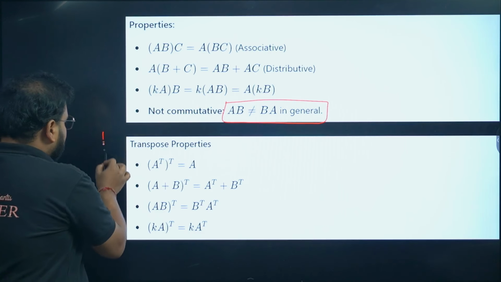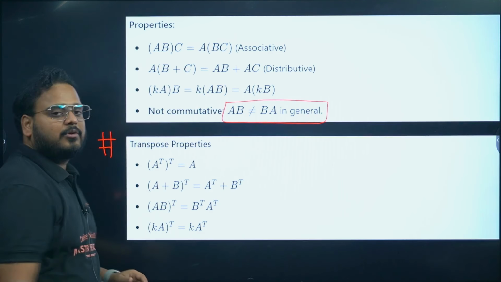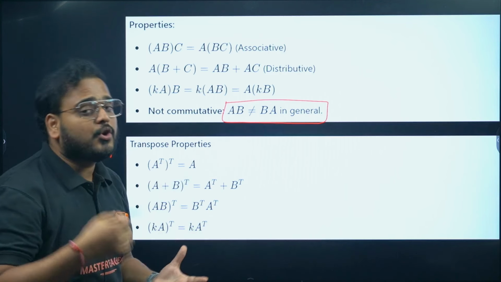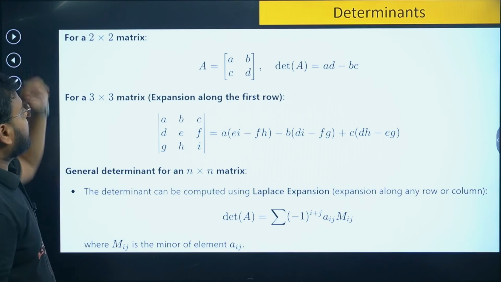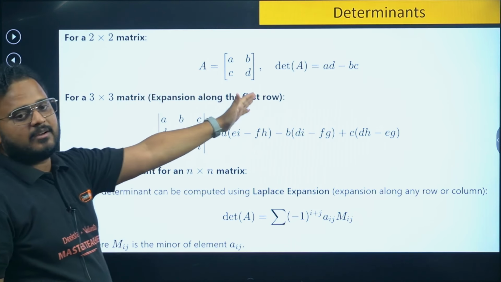Transpose properties, highlight of this chapter. As I said, transpose properties can be directly asked in MCQs or even subjective questions. So please have a look on this. Moving on, for 2 cross 2 matrix determinant, that's how you find it.